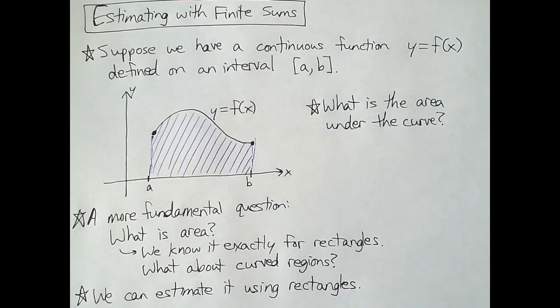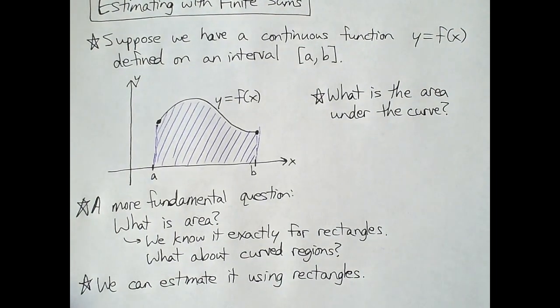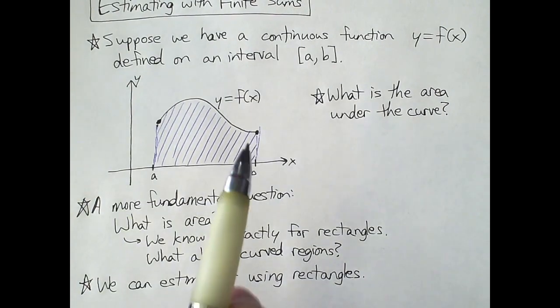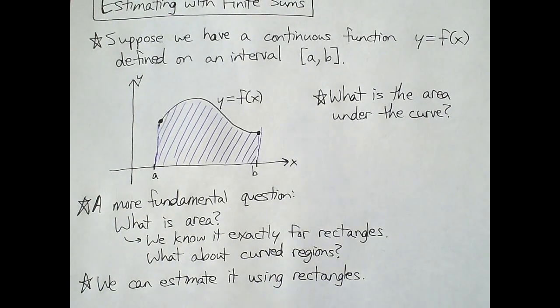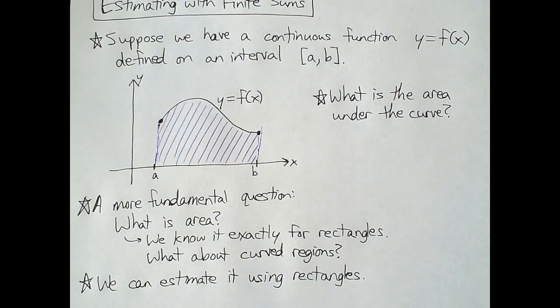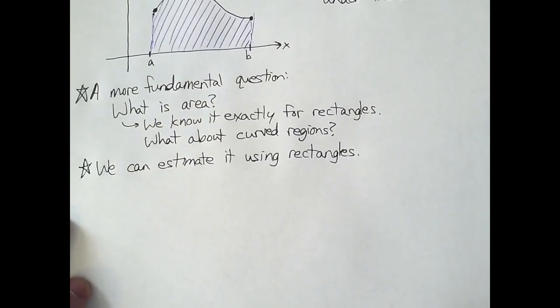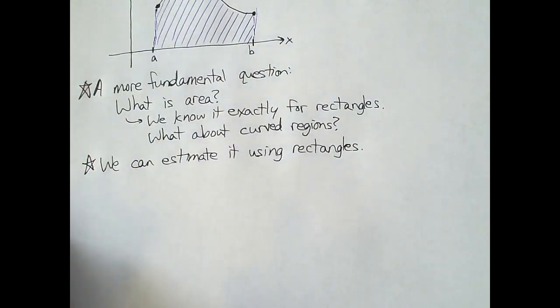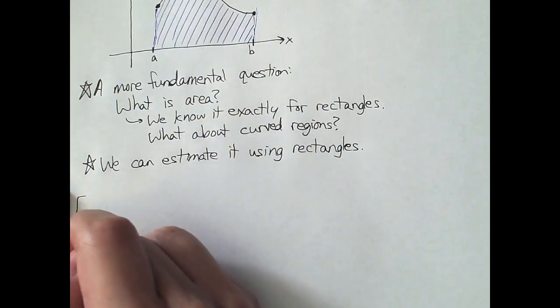Now, this shaded in region up above is not a rectangle, but I mentioned that 3 of the sides were straight line segments. It's just the top that's not. So maybe what we could do is try to chop this up into rectangles, and since we know exactly what the area of a rectangle is, it would help us approximate or estimate the area of this region.